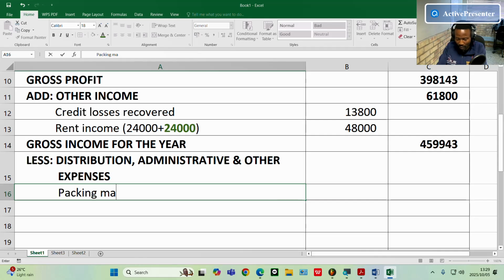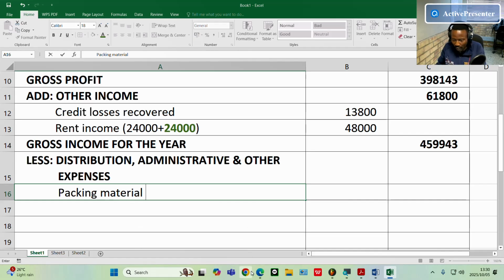So remember, packing material is a consumable. What are consumables? They are things that we buy to use in the business, to consume, to use up. For example, you can buy a printer. You cannot use up a printer, but a cartridge is something that you always refill. You always buy to use up. So those are consumables. When it comes to packing materials, it's also a consumable. So we buy to use it.